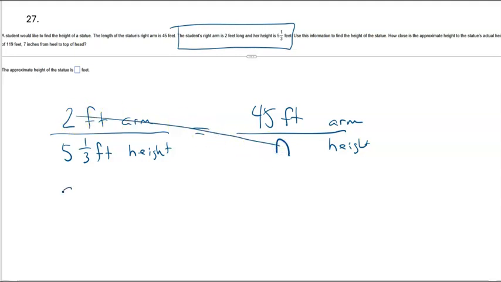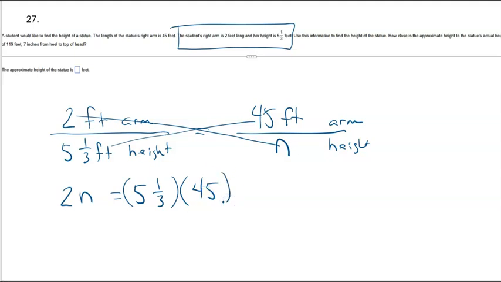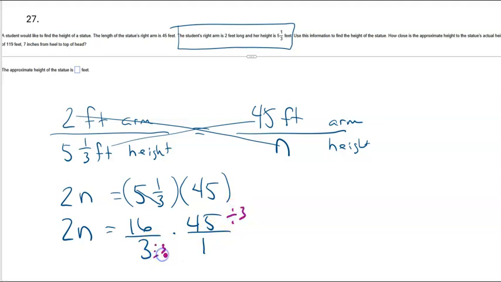So 2 times N is 2N. On the other side, we have 5 1/3 times 45. Now we know we don't like to deal with these mixed numbers, so we don't. We change that to an improper fraction. So remember, 5 times 3 is 15, plus 1 is 16, and you keep that over the original denominator of 3. And then that's going to be times 45. Let's write it as a fraction over 1. Do you see any common factors we can cancel? I do. So 45 and 3, they both divide by 3. So 3 divided by 3 is going to change to a 1. 45 divided by 3 is 15.